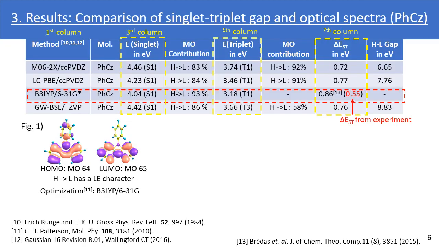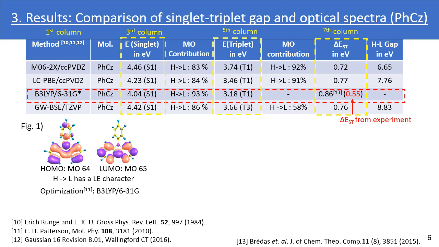In this slide, we are going to compare the optical spectra and the singlet-triplet gap calculated by the TDDFT and the GW-BSE method. Note, all the methods are listed in the first column of the table. The equilibrium geometry of the PhCz molecule is optimized at the DFT level with the B3LYP functional and 6-31G basis. This is also shown in figure 1. We use Gaussian 16 for all DFT and TDDFT calculations and the Exciting package for the GW-BSE calculations.